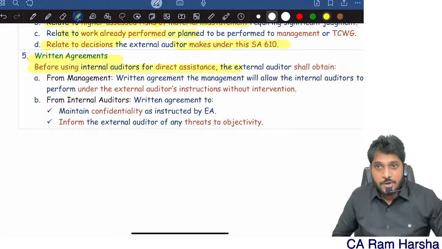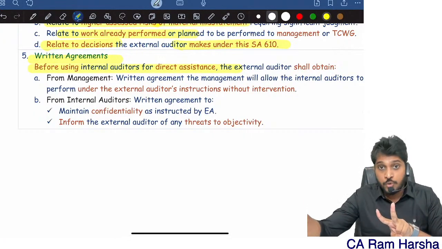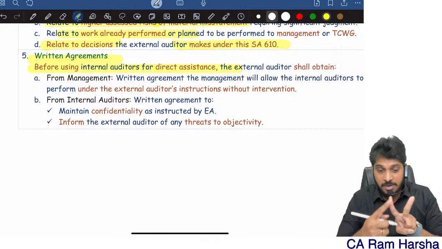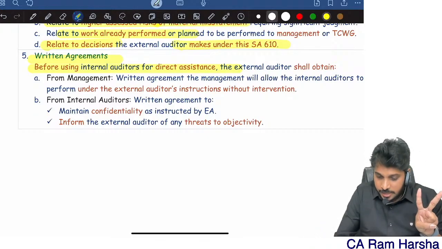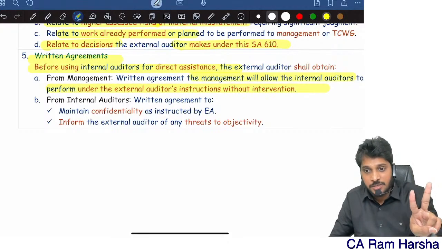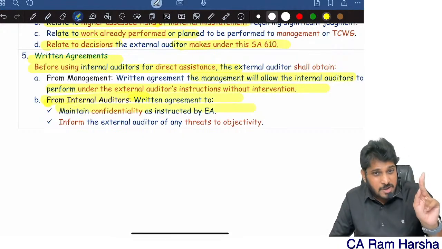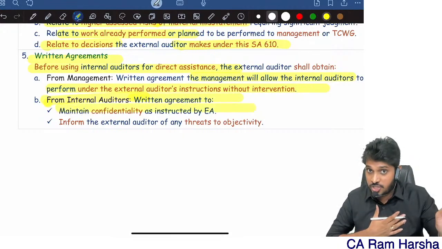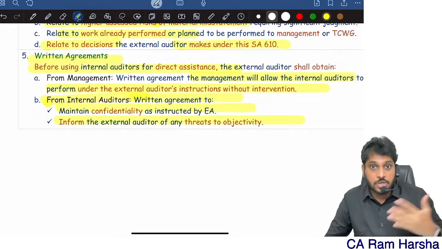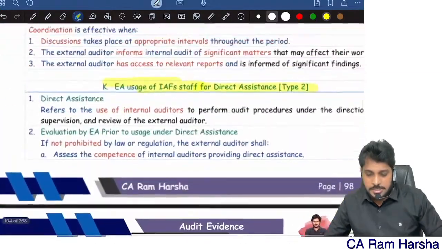Before I use an internal auditor for direct assistance, I will have to enter into agreement with 2 parties. One, management. With management, that management will allow their internal auditors to work under my direction. And from the internal auditor, a written agreement that they will maintain confidentiality of whatever I am instructing, and any threats to their objectivity they should immediately tell me. That's it. So this is the 610 overview.